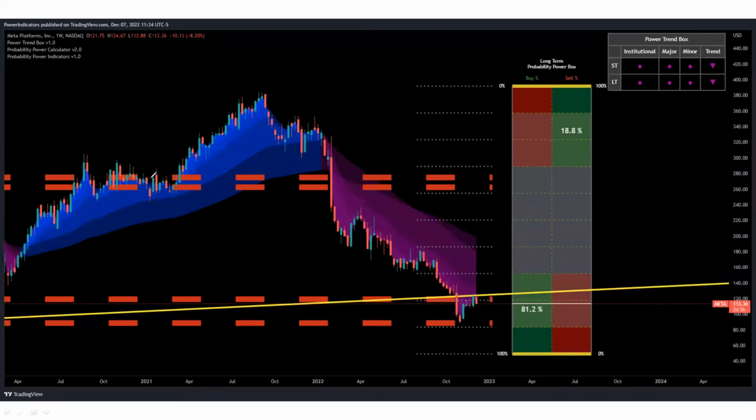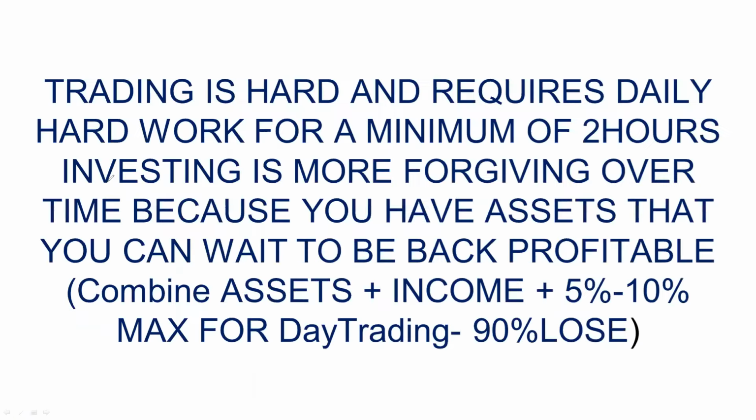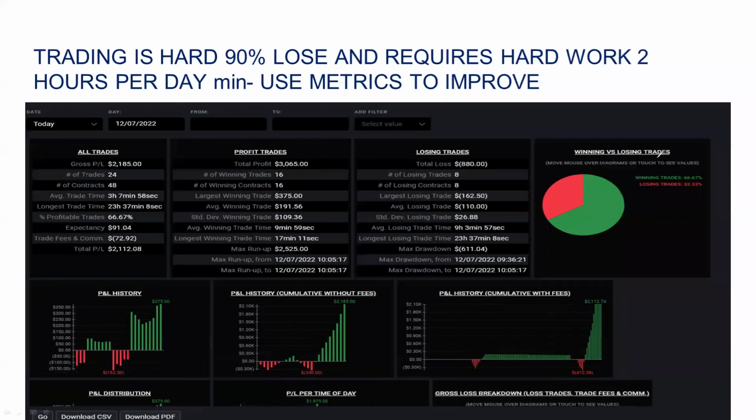Do you monitor your metrics daily? How many trades do you do in a day? How many winning trades do you have? How many losing trades do you have? What's your win-loss ratio? What's your average winning trade versus your average losing trade? Do you structure trades that have 2-to-1 or 3-to-1 or 5-to-1 risk-to-reward ratios?